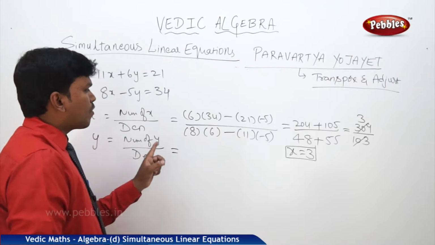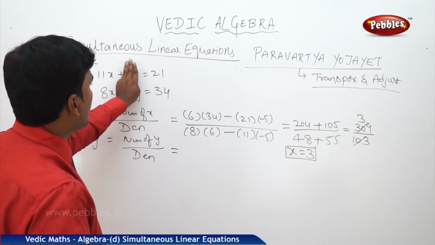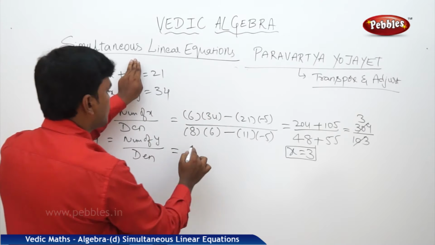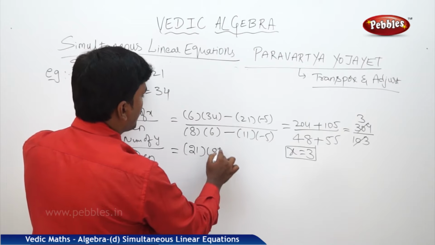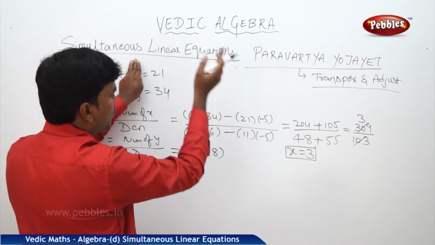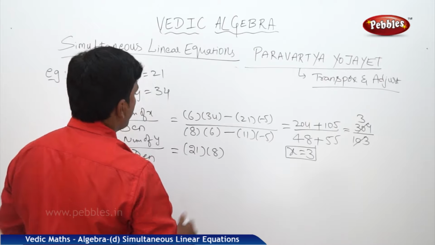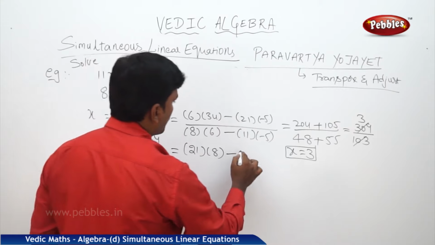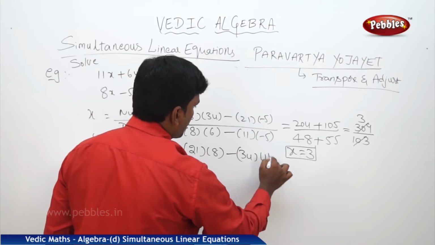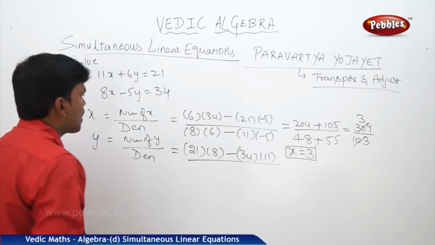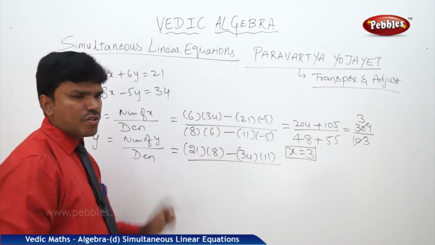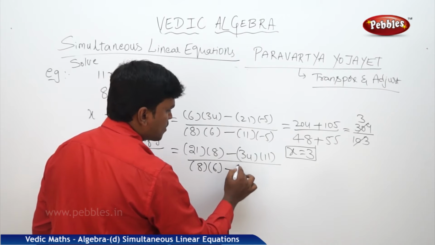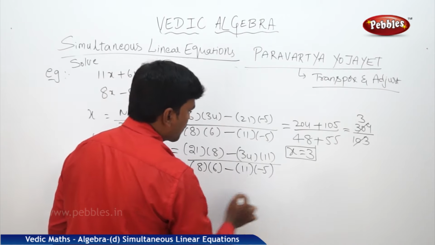So how much will you get for the numerator of y? If you want y, ignore y, but take it in a cyclic way. First we multiply 21 into 8, that is C1A2 minus C2A1. 21 into 8 minus 34 into 11. The denominator is common, so I am putting this value as it is: 8 into 6 minus 11 into minus 5.